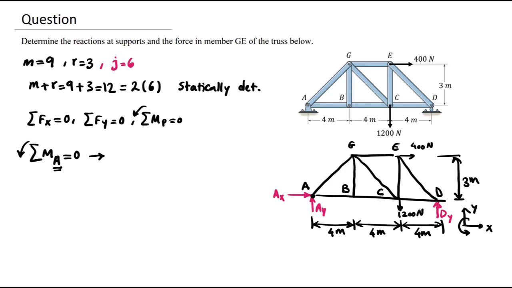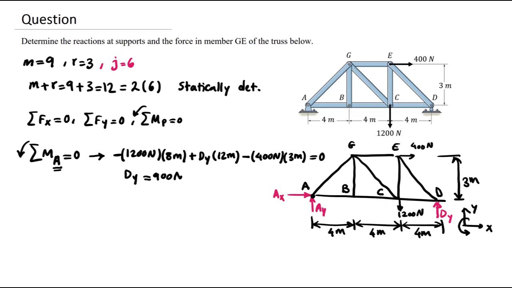So it's going to be minus 1200 Newton times 8 meters, clockwise so it's negative, plus DY times 12 meters, it is counterclockwise so positive, minus 400 Newton times 3 meters, it is clockwise so negative, left hand side is equal to 0. So this is one equation, only one unknown. I can solve for the only unknown. DY will be equal to 900 Newton.